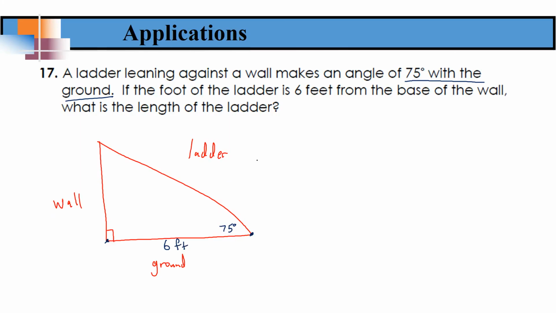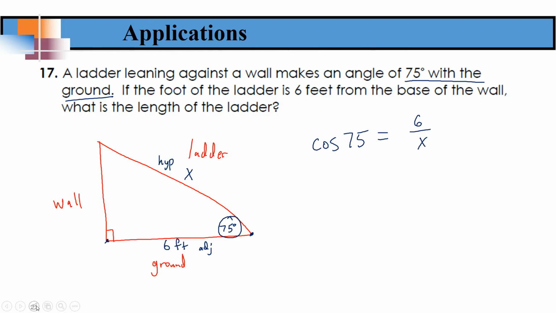So this distance along the ground is 6 feet. And the question they want to know is, what is the length of the ladder? Well, that means x should go right here. Well, here's our acute angle. You can see that x is our hypotenuse, and 6 feet is our adjacent side. Adjacent over hypotenuse, that would be cosine. We can say cosine of 75 equals the adjacent side, 6 over the hypotenuse, x.